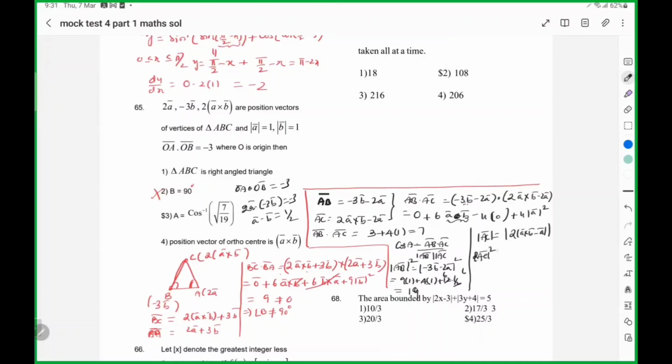So mod AC square will be (2 times A cross B minus A) dot (2 times A cross B minus A). That is 4 times mod A cross B whole square, A dot B dot is 0, A dot A cross B is 0, plus A dot A, mod A square. So here A cross B whole square is, mod A is 1, mod B is 1. Between A and B, angle is 60, root 3 by 2, 3 by 4. So which is 4.